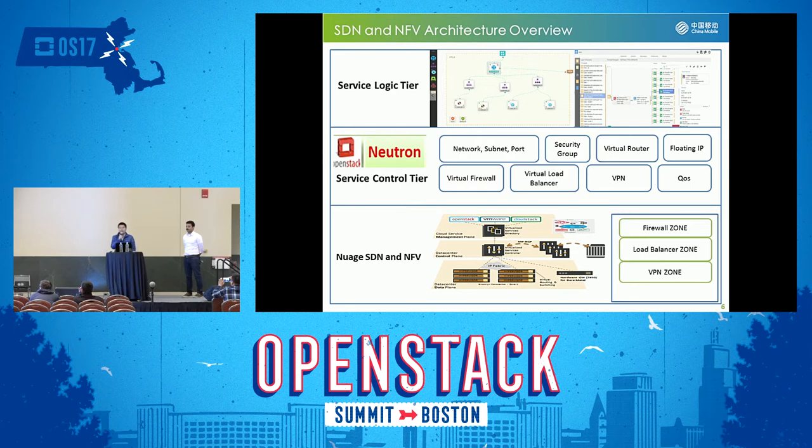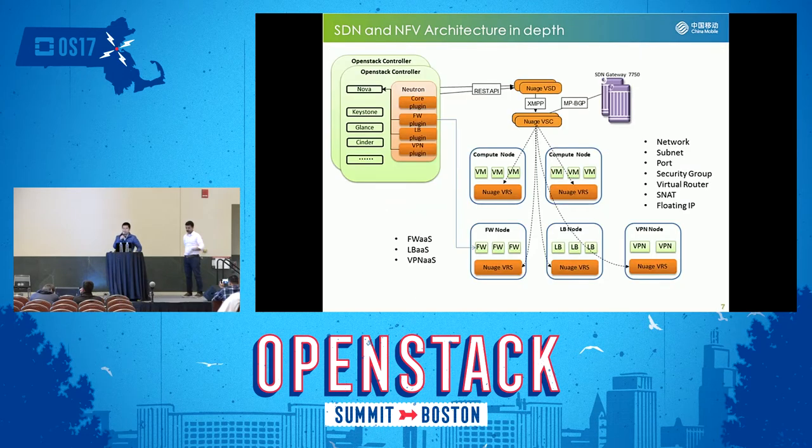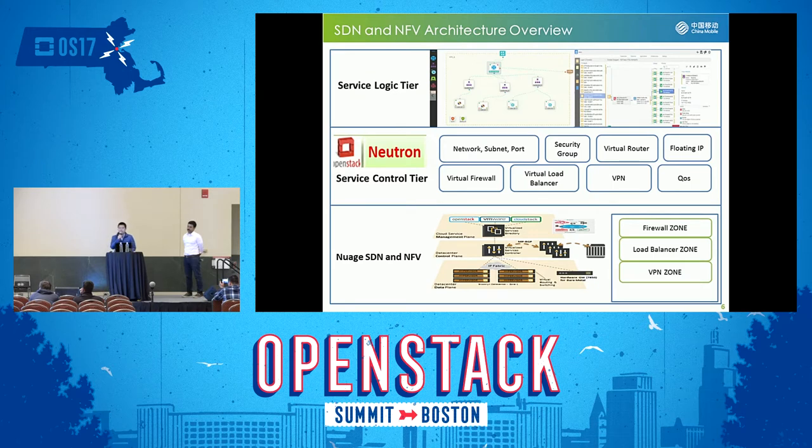The second tier is the service control tier. All the network resources are controlled and managed by Neutron in this tier, including network, subnets, port, security group, virtual router, floating IP, virtual firewall, virtual load balancer, and the VPN. The last tier is Nuage SDN and the NFV solution.